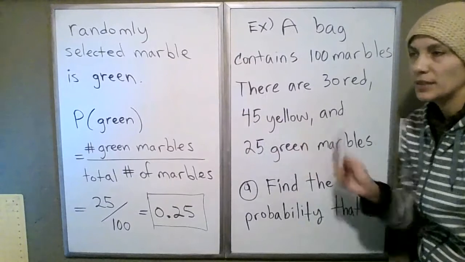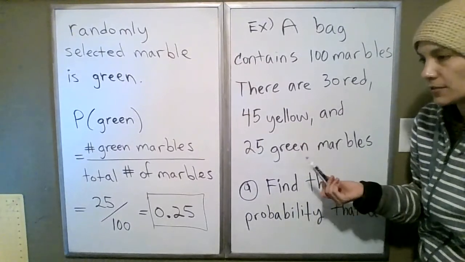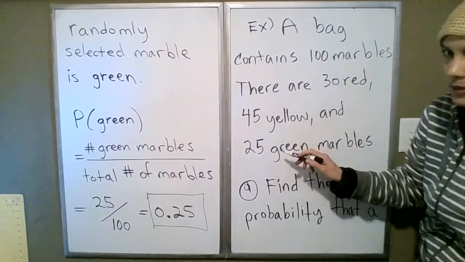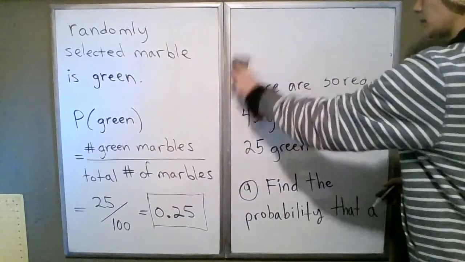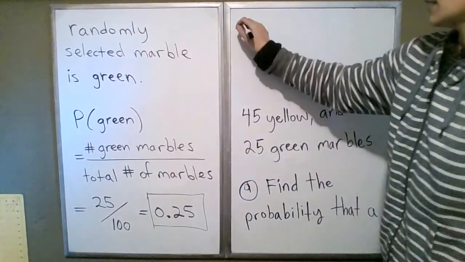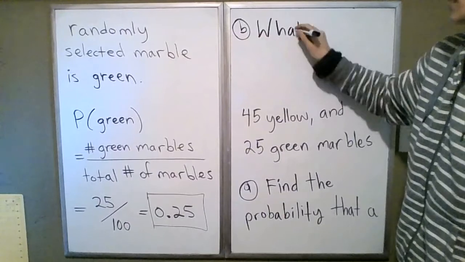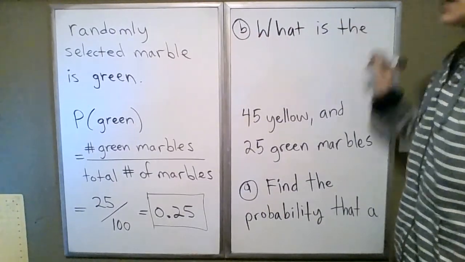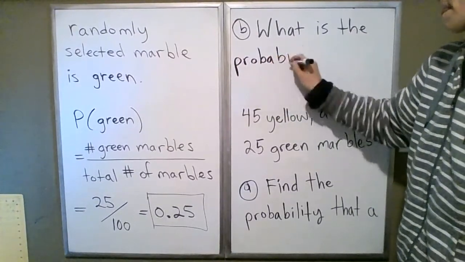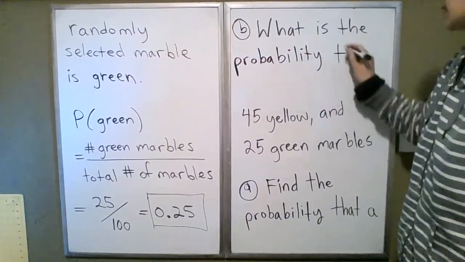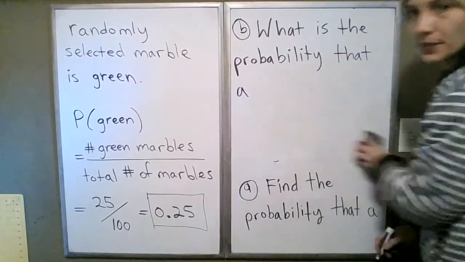Part B, we're going to find the probability that you select a marble and it is not green. One way to do that is you can find the probability of the other colors and add them together. Or what we're going to do is use the complement rule. So part B is the probability that a randomly selected marble is not green.